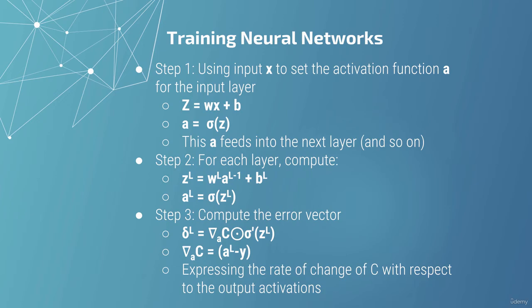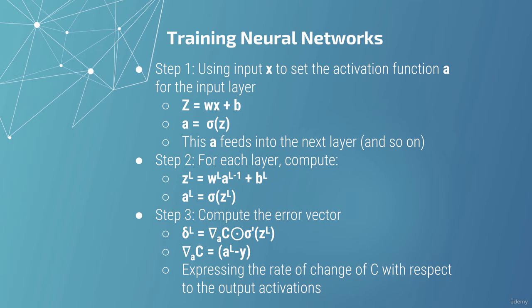Step 2. For each layer, we need to compute z of the last layer and a of the last layer. So using the notation and variables we defined previously, z to the L equals the weights of the last layer times a to the previous layer plus b to the L. And a to the L equals the sigmoid of z to the L. So we've defined z to the L and a to the L. Next, we compute the error vector.